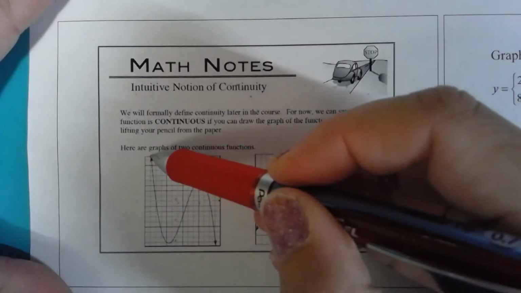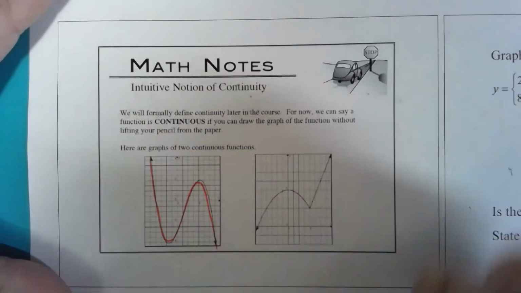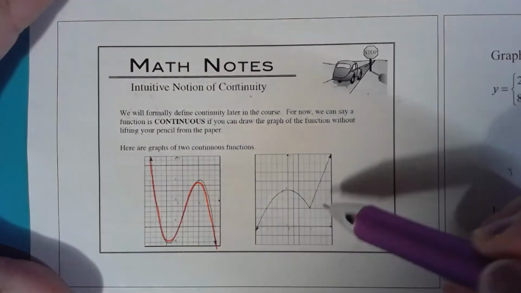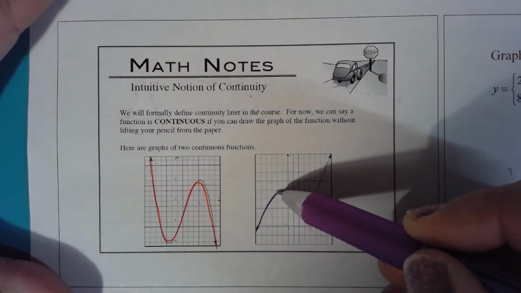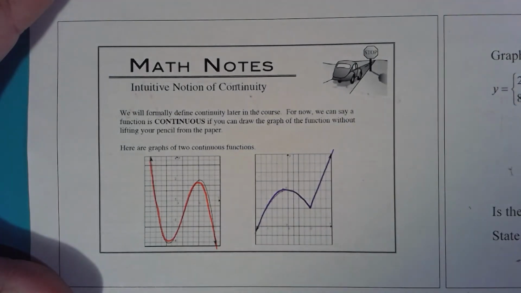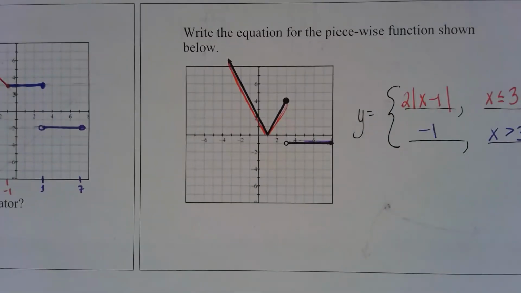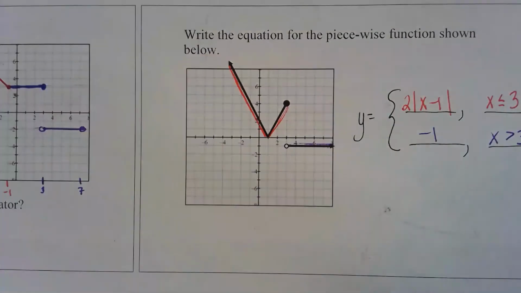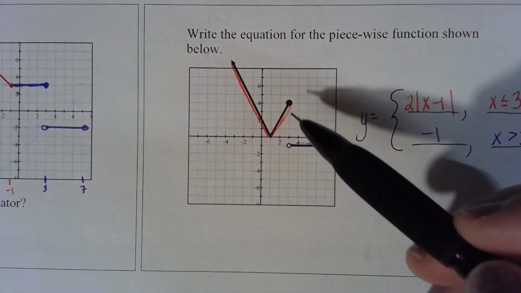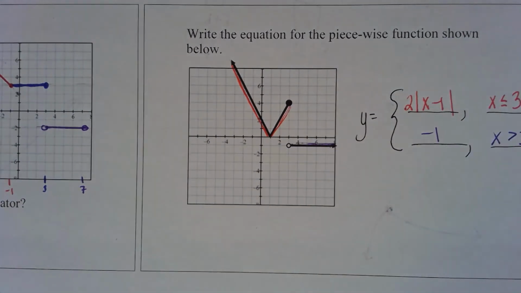So notice I can draw this entire thing without lifting my pencil off the paper. Same thing goes here. I mean, there's something funky going on here, but I can draw this entire thing without picking up my pencil. That cannot be said about this last graph here, right? I have coming down here and I turn and go up, pick up my pencil to get down to the second piece. Okay.